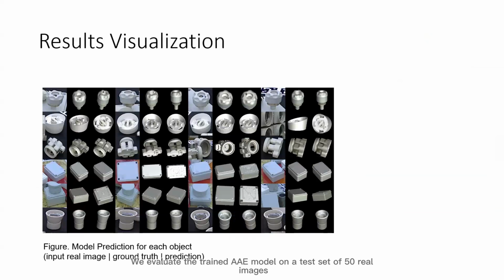We evaluate the trained AAE model on a test set of 50 real images. In this figure, each group of 3 images represents the input real image, the ground truth, and the AAE model prediction, respectively. Intuitively, the majority of the predictions in the figure are similar to their ground truth. However, observation by eye doesn't provide an accurate evaluation of the model's performance. Therefore, we still need quantitative evaluation to have a better understanding of the model's performance.